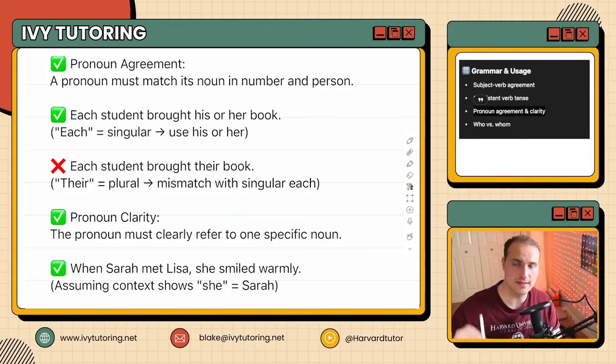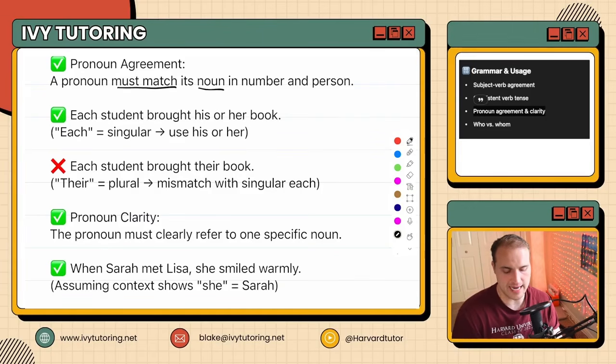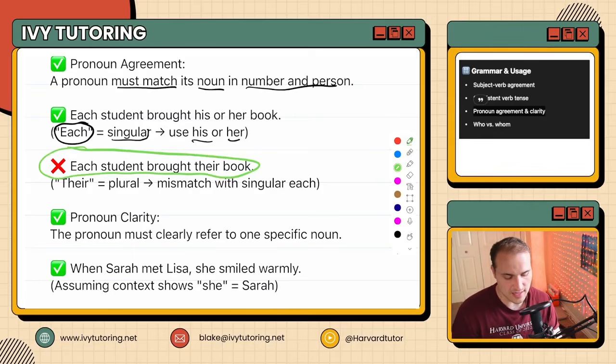Oh yeah. All right, let's end with our last subjects of pronoun agreement and who, whom, and we're good for the day. Pronoun. A pronoun must match its noun in number and person. Each is singular, and so you have to use his or her. And this is the most commonly missed type of question in the English section. This sentence right here is wrong. Why? Each student brought their book. What do we say about each? It's singular. And so it can't be their, because that's plural.